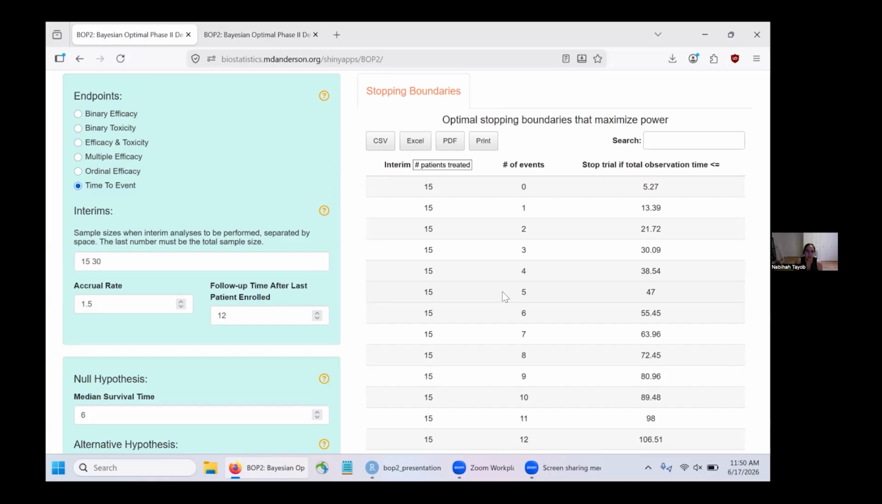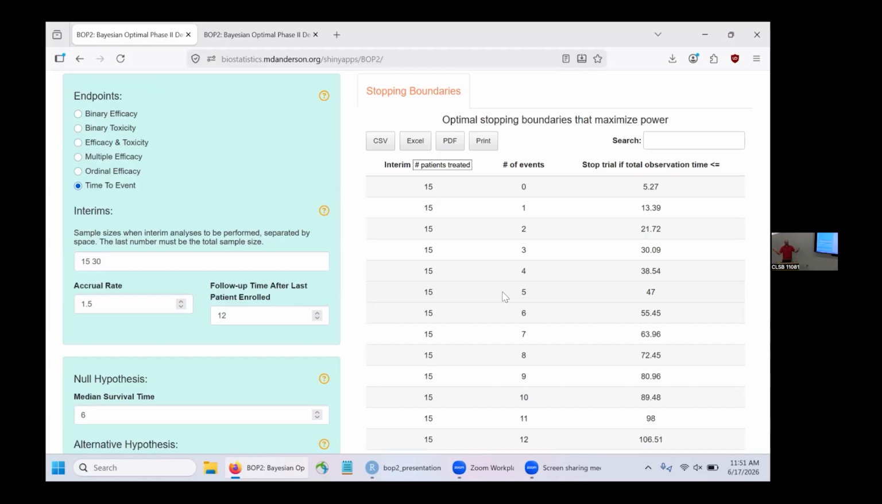You could think of the events over the total observation time as kind of a crude hazard calculation. So basically, the smaller your observation time, the bigger your hazard for the fixed number of events. And so your hazard is too big, basically. Great. Yeah, thank you. Love that.